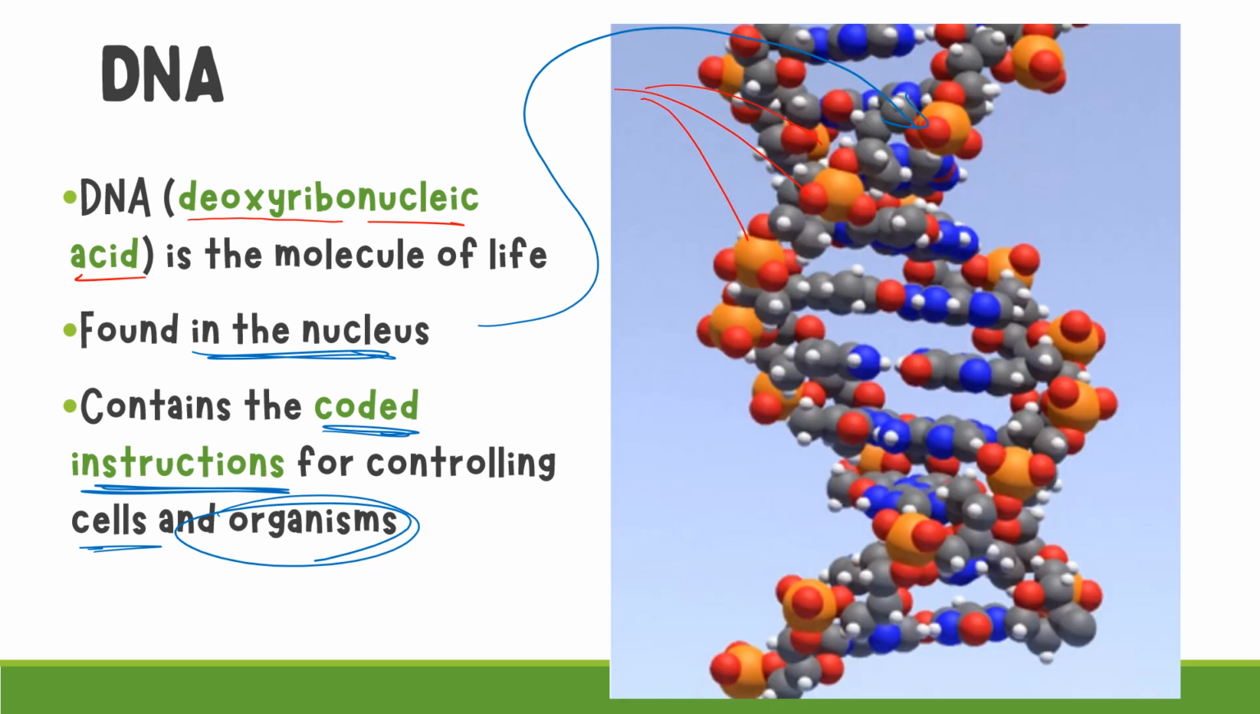Here's what DNA looks like as a molecule. It's the classic double helix shape, which you've probably seen before. Two spirals. It's basically a ladder that's been twisted up to have a double spiral shape. We'll learn more about the structure as we progress through the topic.